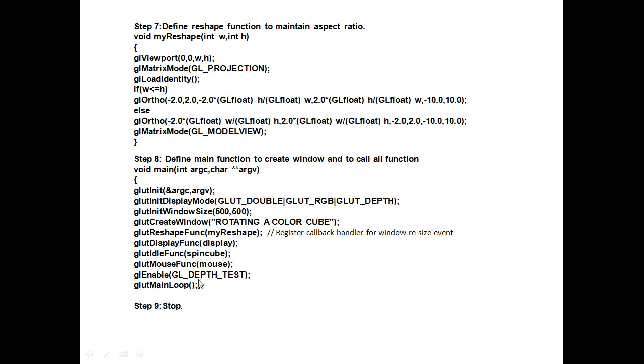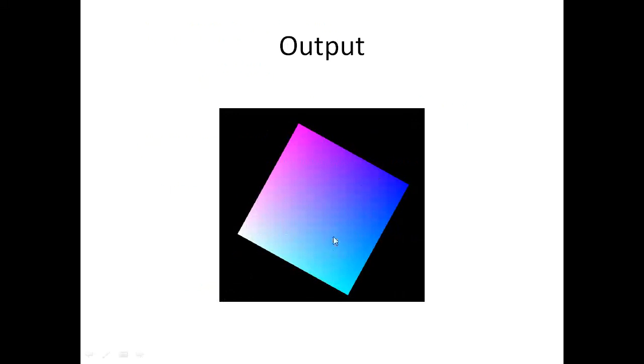And then glEnable with the depth test, this is for the 3D display. And you know glutMainLoop, this is to display the objects in continuous fashion without stopping. So finally, after doing all these things, you will get the output in this way. Your color cube will be moving in clockwise fashion. Whenever you click on the left button, it moves in the x-axis. Whenever you click on the middle button, it moves in the y-axis, and whenever you click on the right button, it moves in the z-axis.